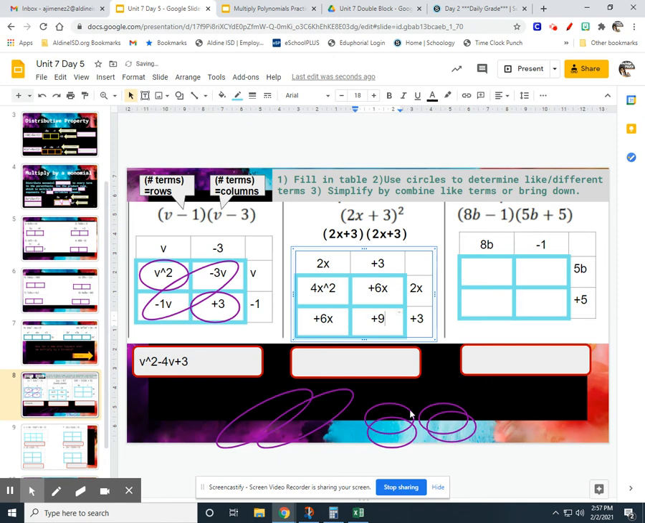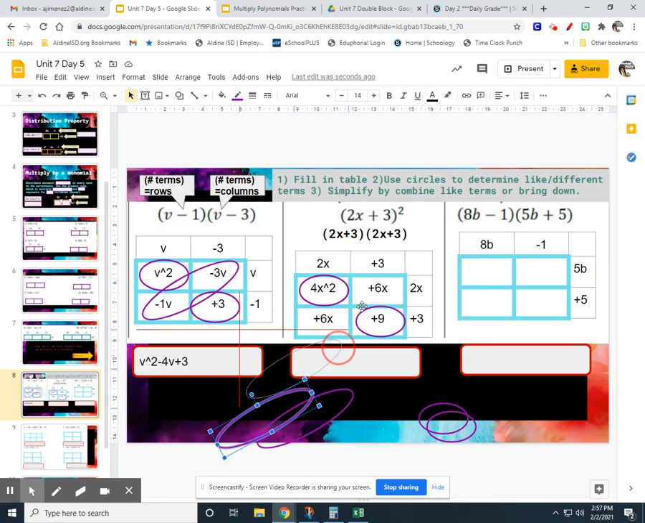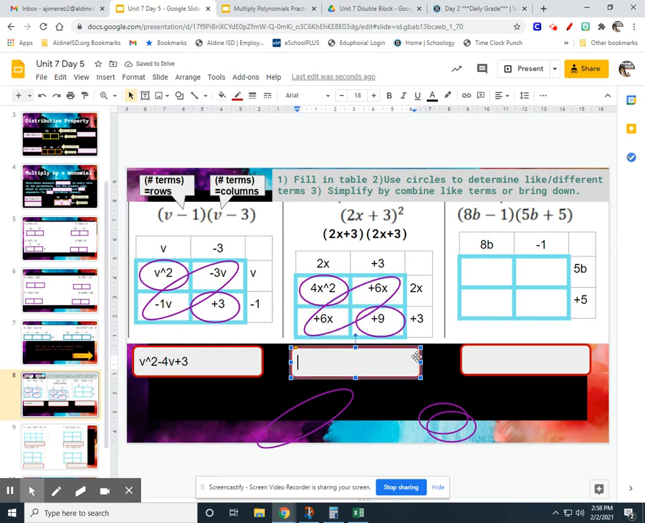Now I'm going to use my circles to figure out what's different, which is my constant, and my highest exponent is a different term. There's no other term like it that has the same exponent. And then I combine my like terms. They're like terms because they both have the same variable with the same exponent. So my highest coefficient goes first, 4x squared. I combine my oval, which is 6x plus 6x, that's plus 12x, and I bring down my constant plus 9.